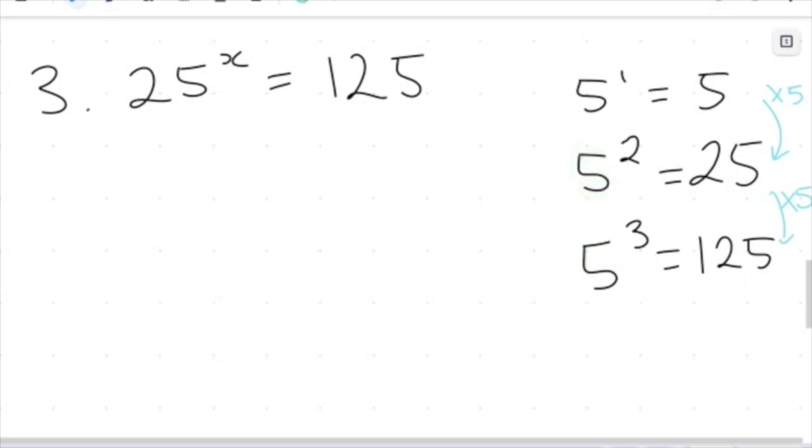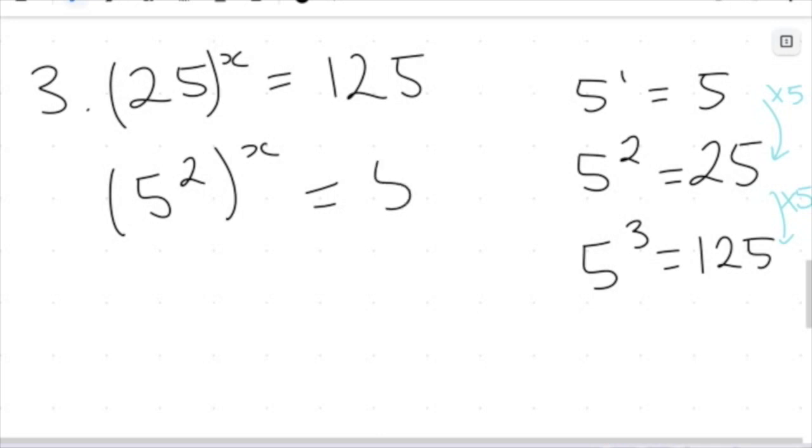So instead of writing 25, I'm going to write this as 5 squared all to the power of x. Because this is just some number to the power of x, so I'm rewriting that as just another number with the same number, just with a different base. And my 125, I'm going to write that as 5 to the power of 3.